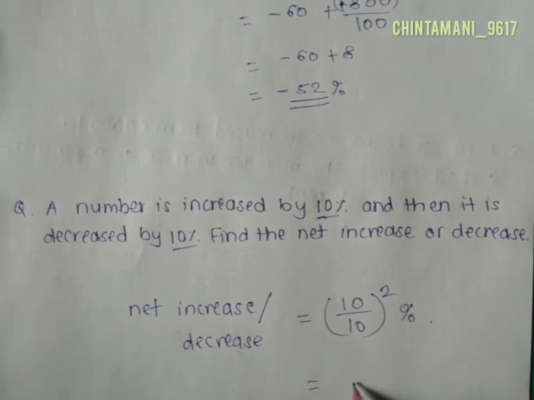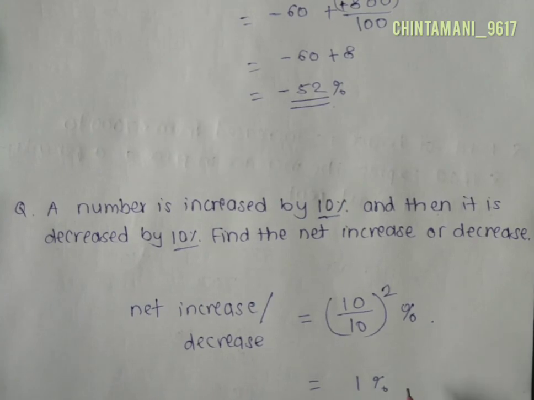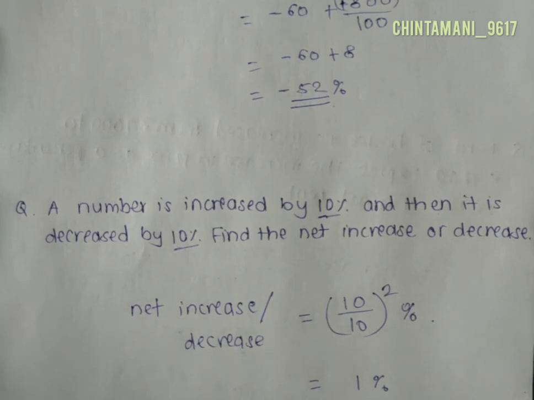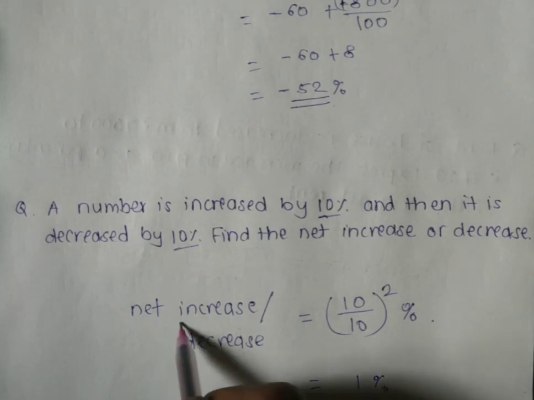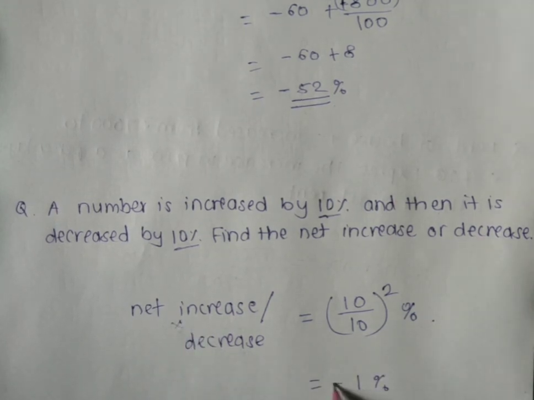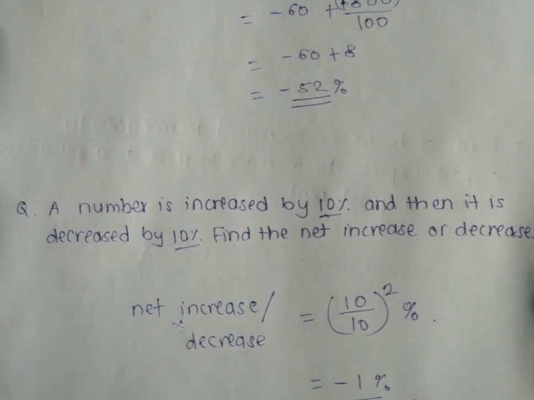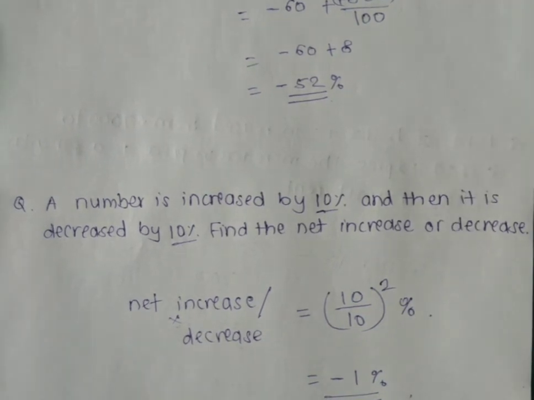What is it? 1%. And always remember that if a number or any value or any product is increased by 10% and similarly that product is decreased by 10%, then there will always be a net decrease. There will never be an increase. So our answer will be minus 1%, a decrease.